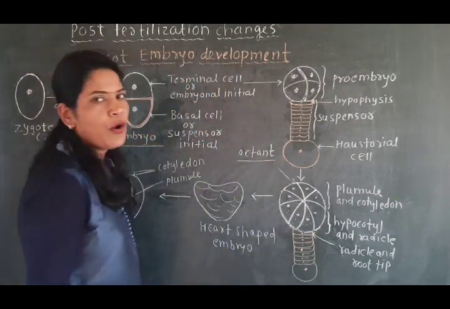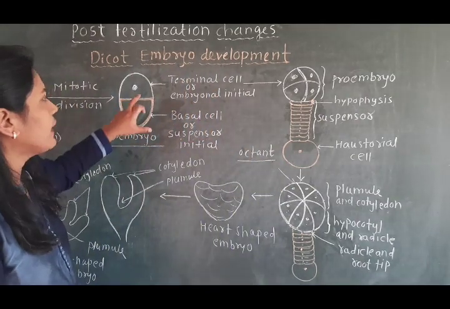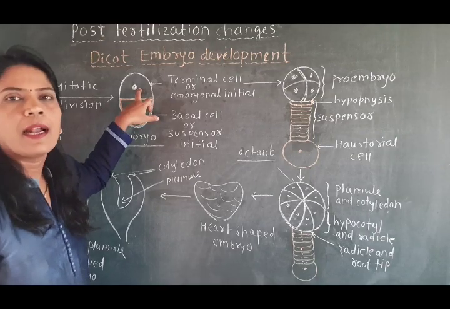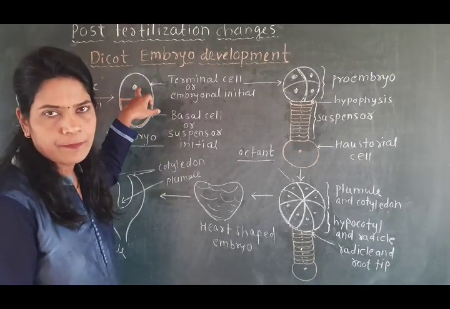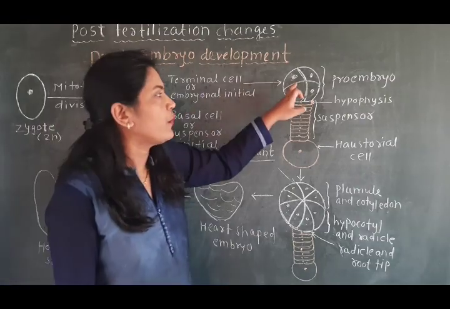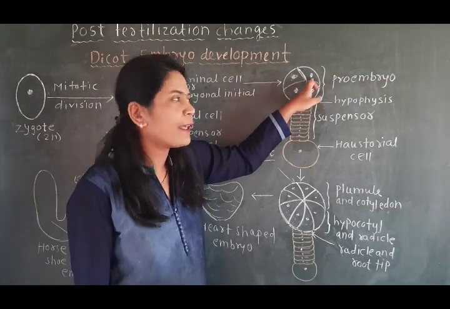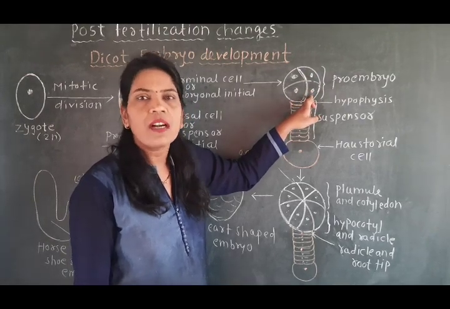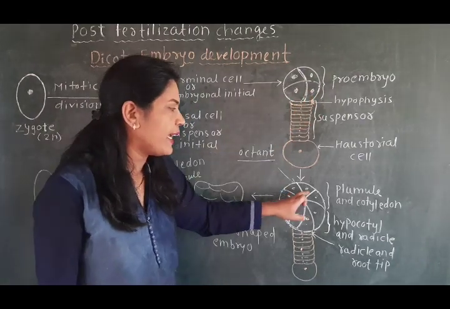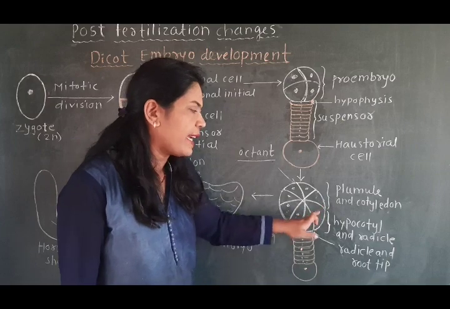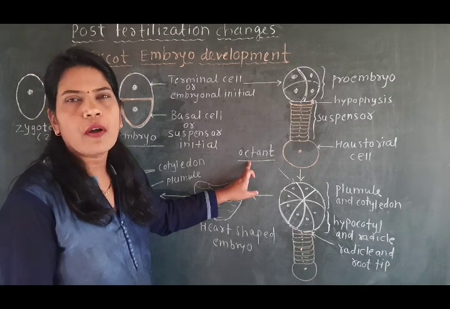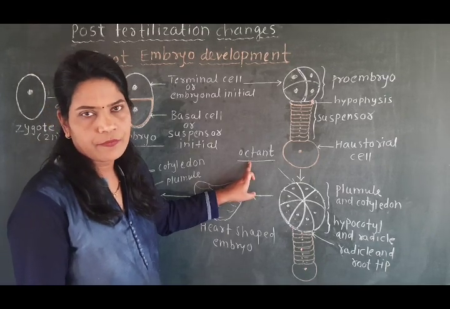Is called an octant. What I have said is that this terminal cell, which is near the chalaza end, undergoes 3 mitotic divisions. The first mitotic division forms 2 cells. By the second mitotic division it forms 4 cells, and by the third mitotic division it forms 8 cells, and all these 8 cells we call the octant stage.